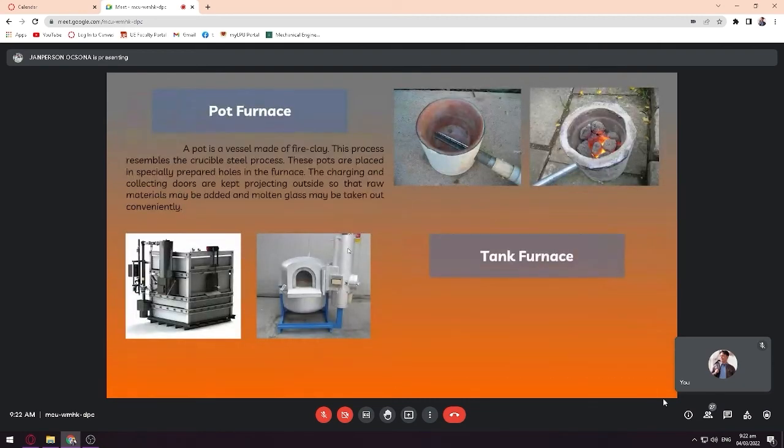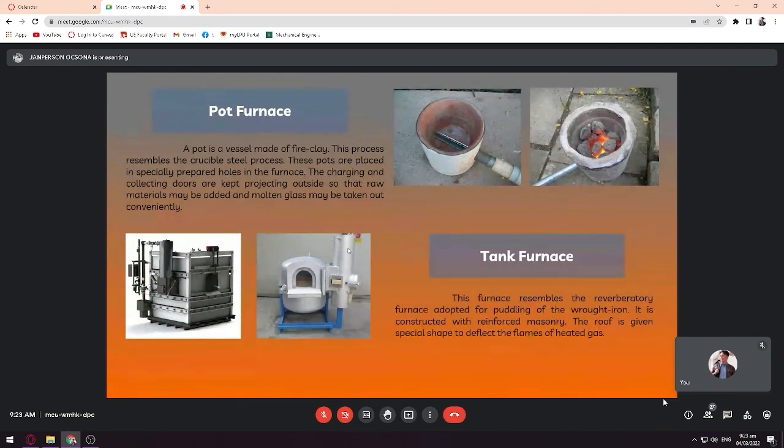Sa pot furnace, a pot is a vessel made of fire clay. This process resembles the crucible steel process. These pots are placed in specially prepared holes in the furnace. The charging and collecting doors are kept projecting outside so that the raw materials may be added and molten glass may be taken out conveniently.